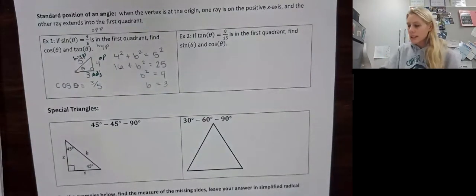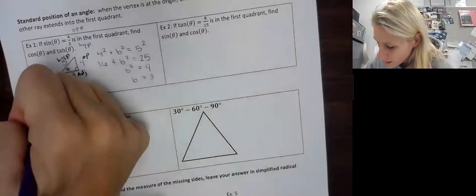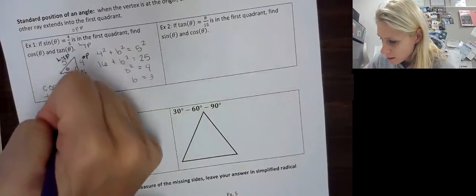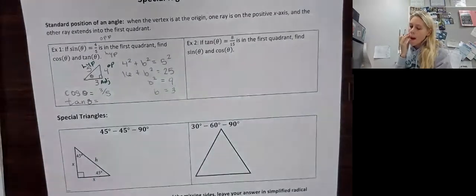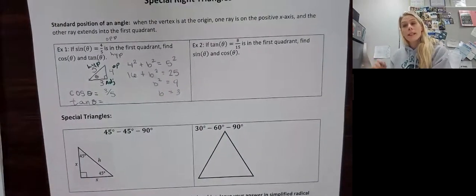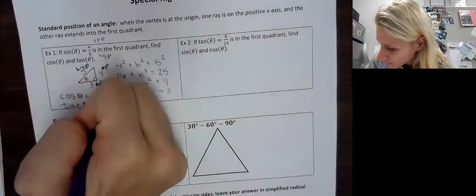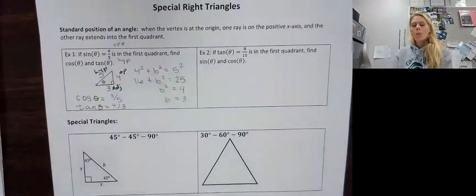All right, let's do our tangent. Tangent of theta equals, well, remember, tangent is opposite over adjacent. So opposite is 4, adjacent is 3, and we're done.